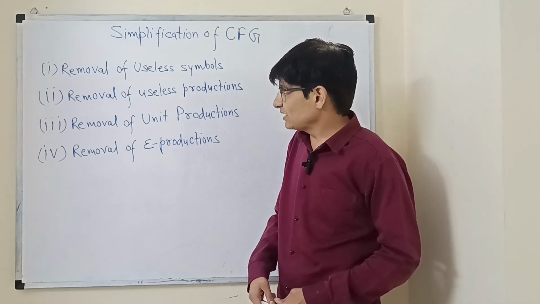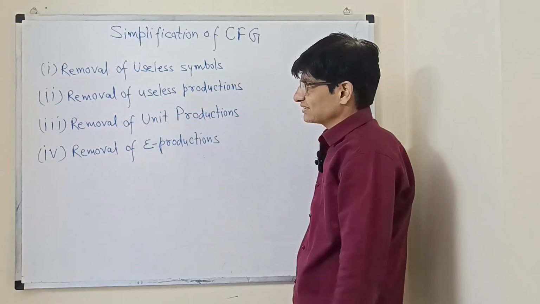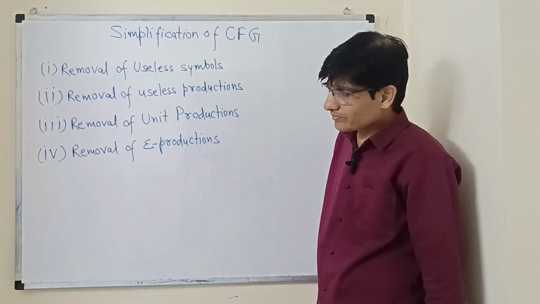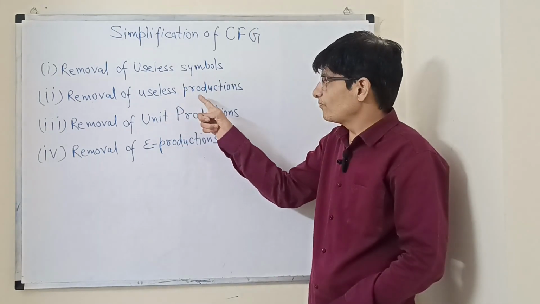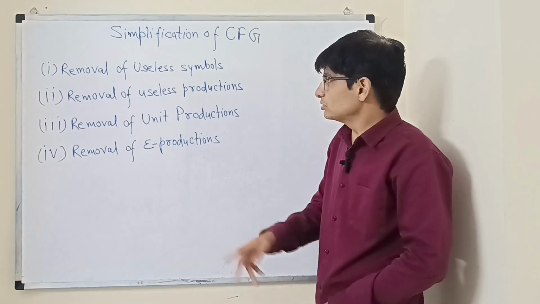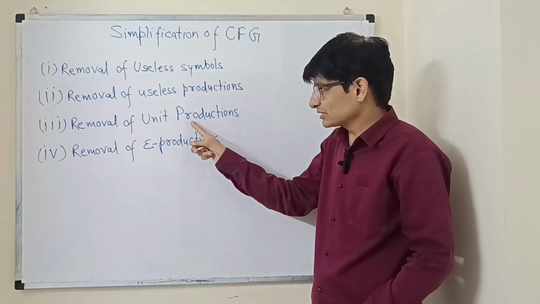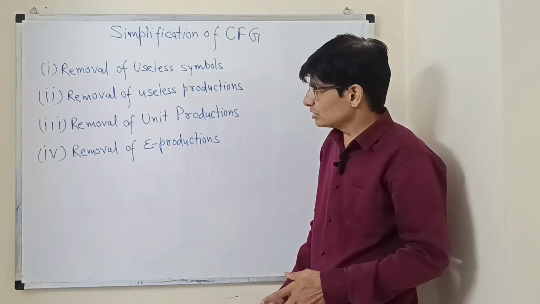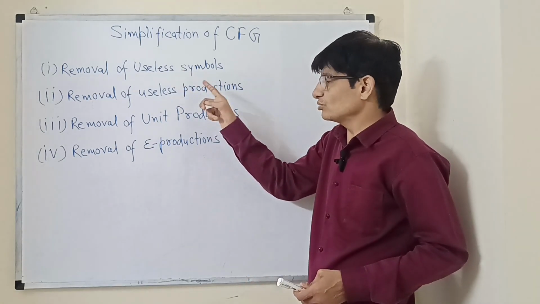And one thing I must tell you, see, the useless symbol and useless productions, generally, these two simplifications are done simultaneously. If we are removing some variable, then all productions for that variable will also be removed. So these two are done simultaneously, and then we will discuss the process of unit production removal and the process of epsilon production removal. So these we will discuss one by one. So I will start with useless symbols and useless productions.